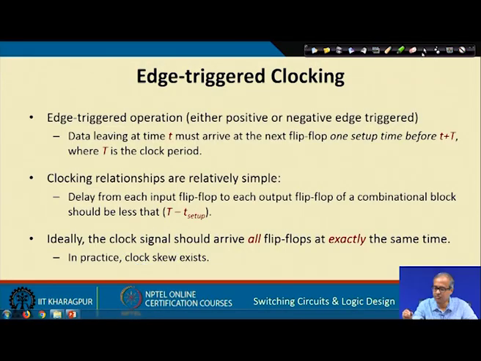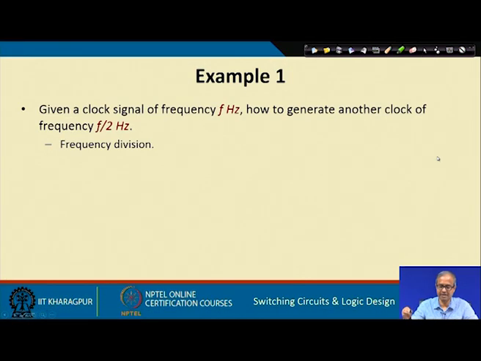So, if you are not careful about this fact, then the clock edge might reach the flip flops slightly varying in time, either a little early or a little late. This may lead to incorrect behavior of the circuit. This is referred to as clock skew. But here we are not discussing clock skew in detail. Let us now look at a couple of examples.